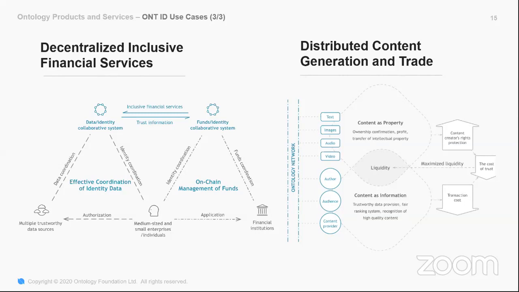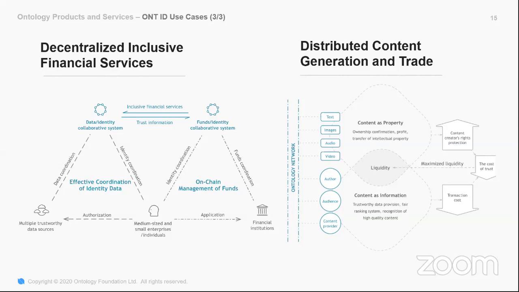So when you create a decentralized finance system, you don't need to over-collateralize. You can just look at the credit score that's decentralized, that's attached to that Ont Id, and then you can make a decision, if you're a bank or if you're a fund, whether or not you want to give them a loan. That's an example of an inclusive financial service.